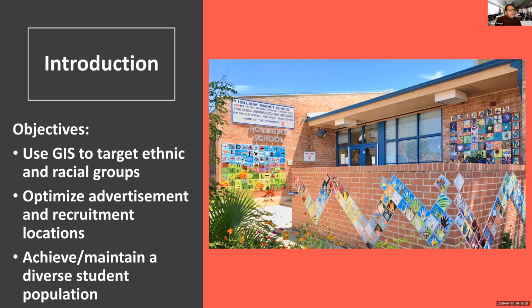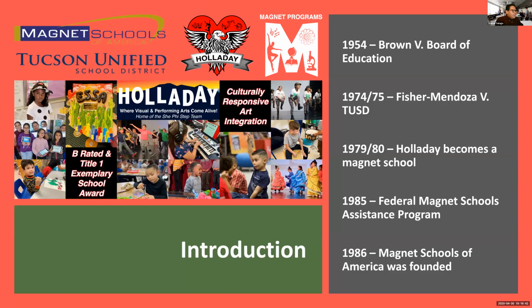The objectives for this project are to support one magnet school with using GIS to target ethnic and racial groups, help optimize advertisement and recruitment locations, and assist the school's goal to achieve or maintain a diverse student population.